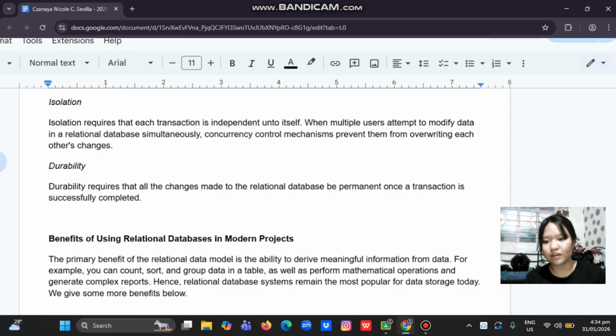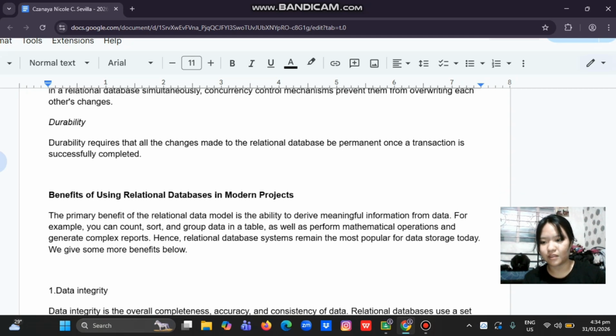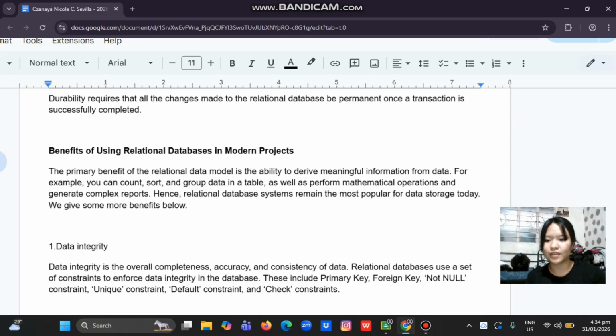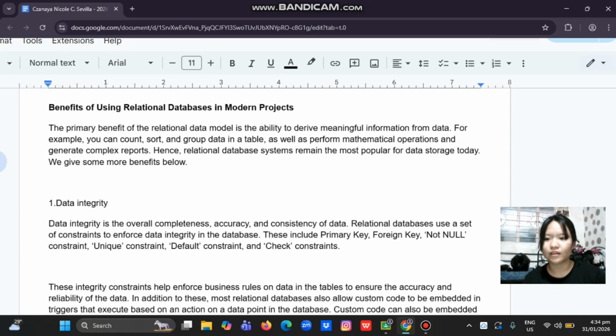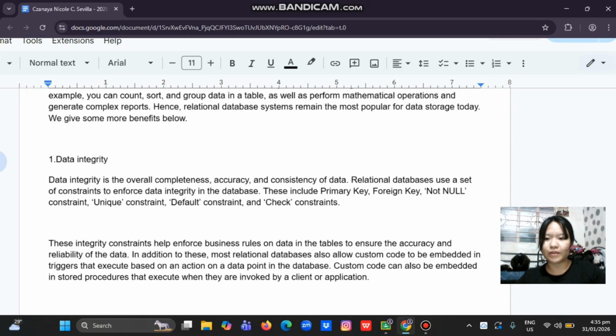Durability. Durability requires that all the changes made to the relational database be permanent once a transaction is successfully completed. Benefits of using a relational database in modern projects. The primary benefit of the relational data model is the ability to derive meaningful information from data. For example, you can count, sort, and group data in a table, as well as perform mathematical operations and generate complex reports. Hence, relational database systems remain the most popular for data storage today. We give some more benefits below.